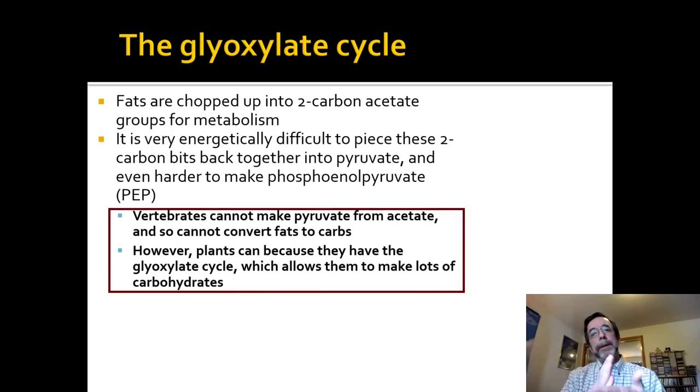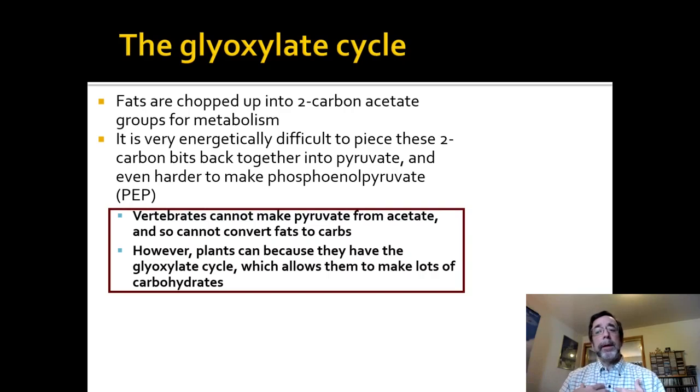Now, once you chop it up into 2-carbon bits, once you have the acetate, it's very energetically difficult to put these back up, especially because, if you think about it, it's hard enough to make pyruvate. It's even harder to make phosphoenolpyruvate because that's got a phosphate on it that makes it activated chemically. So basically, if you don't have to make fats this way, you don't. And that's one of the main rules for this.